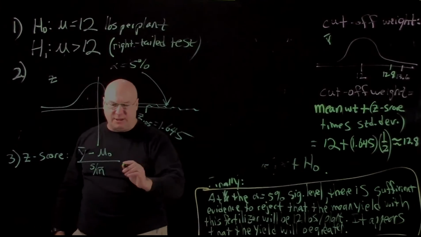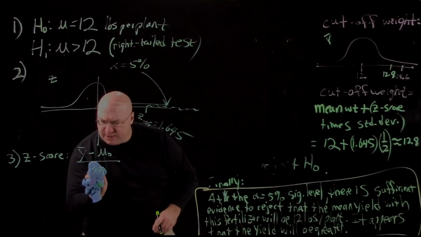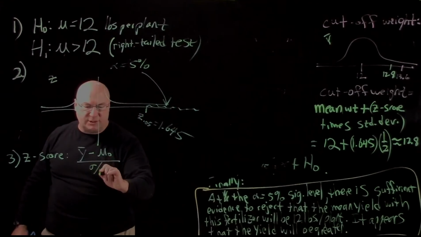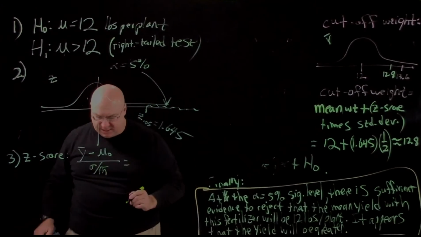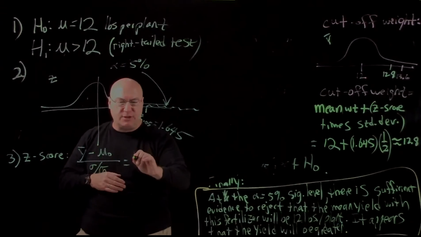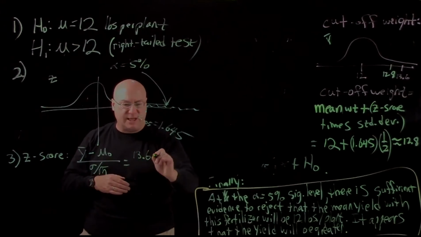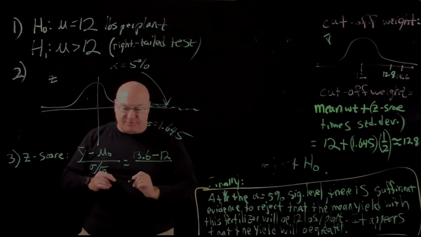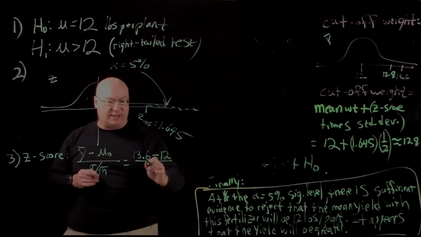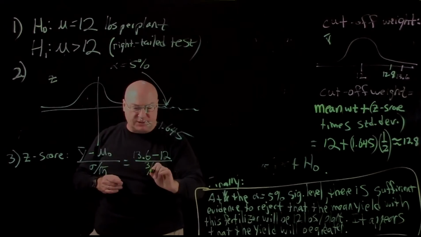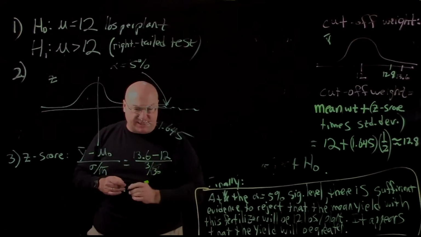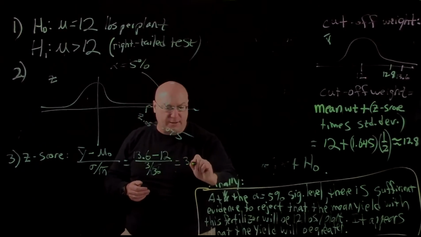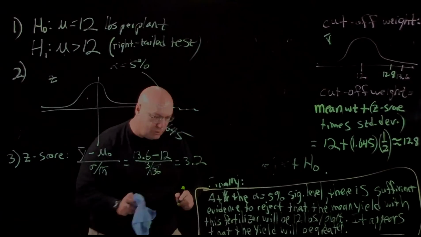Oh no, sorry, not s, we're not there yet. We're going to do that next time. It's sigma. We have sigma is 3, so it's sigma over the square root of n. So this becomes, plug in the numbers, 13.6 minus 12 divided by sigma, which is still 3, over the square root of 36. And we do all that and we get 3.2, right? We get 3.2.